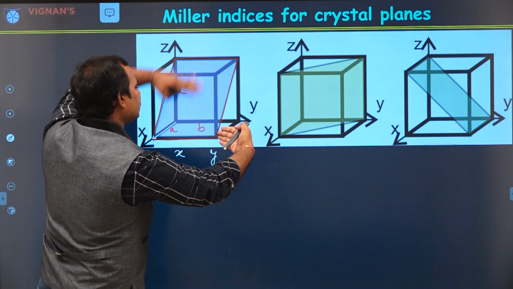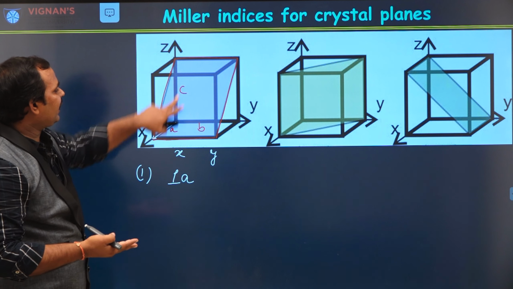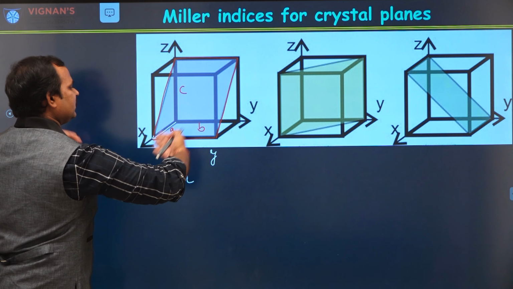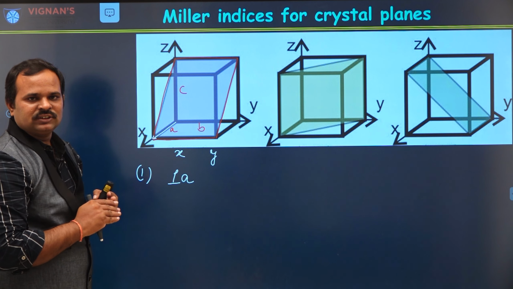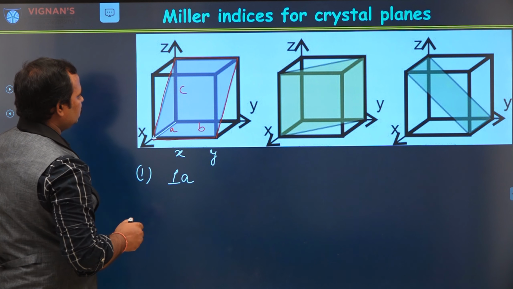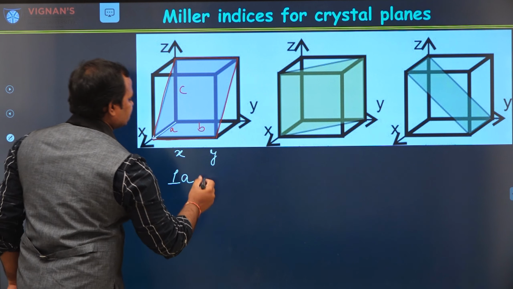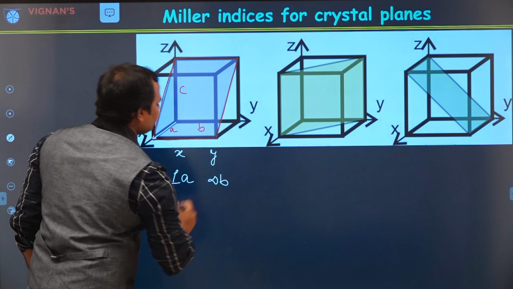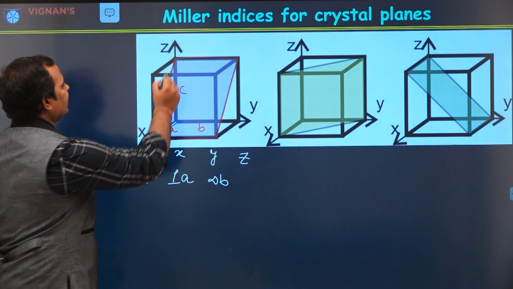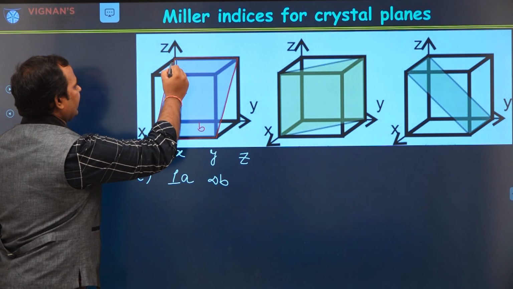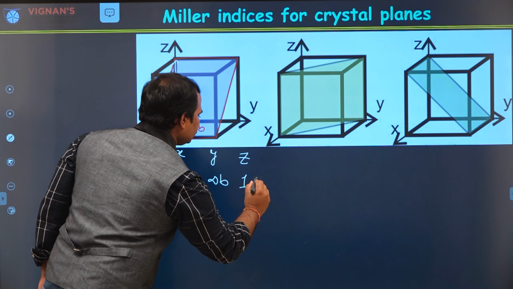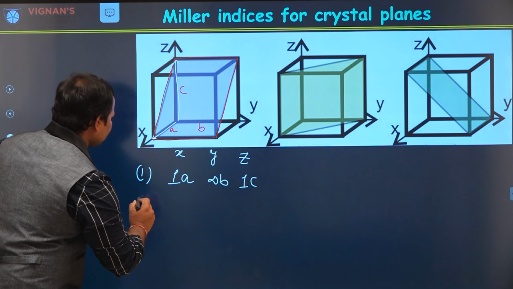They are slanted a little bit. Now, this plane can never intercept the y-axis. Even if you extend the axis and the plane up and down, this plane will not intercept the y-axis at any point. So, the intercept of this plane along the y-axis is infinity times B, and in the z-axis, this plane is intercepting at C. So, 1 times C.